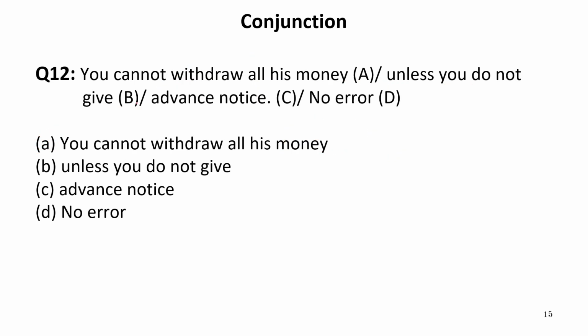Now let us move to the next one. You cannot withdraw all his money unless you do not give advance notice. In this sentence, again we have the word unless, but we know well that in the immediate after clause of unless, we do not use any negative word. So this do not is incorrect. We have to remove this from here. So the correct sentence will be, you cannot withdraw all his money unless you give advance notice. Therefore, the error is in part B.